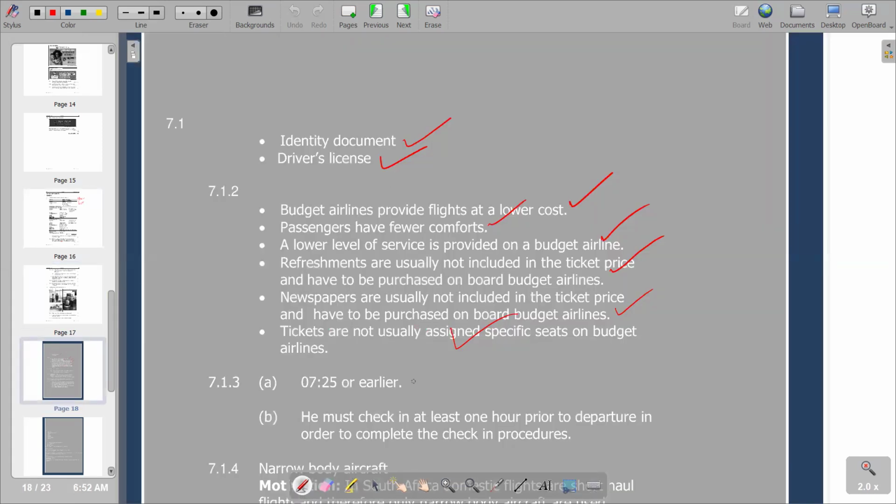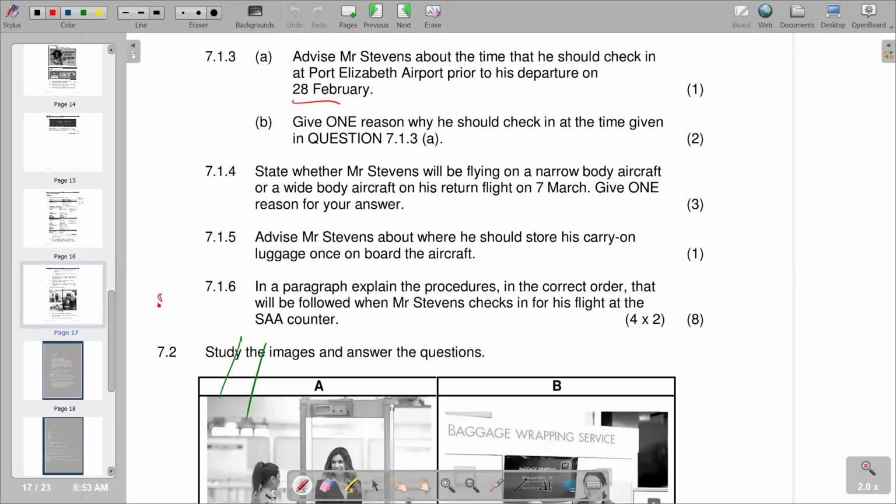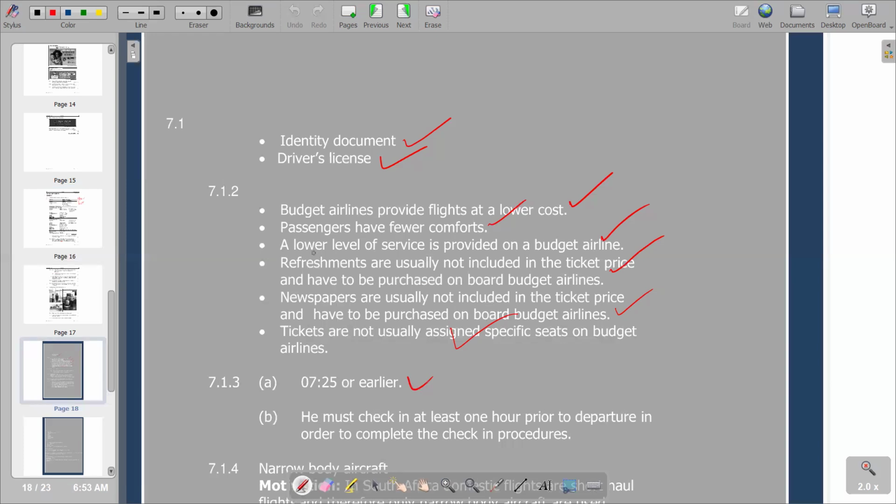So this is the response that we have, according to what we go to the next question, which is: what is the process of checking in needs time? So it's the allowance that is given for processing the check-in process. So basically, that's again the description that we have in terms of our answer. You must check in at least 1 hour prior to departure in order to complete the check-in procedures. So that's what we have.